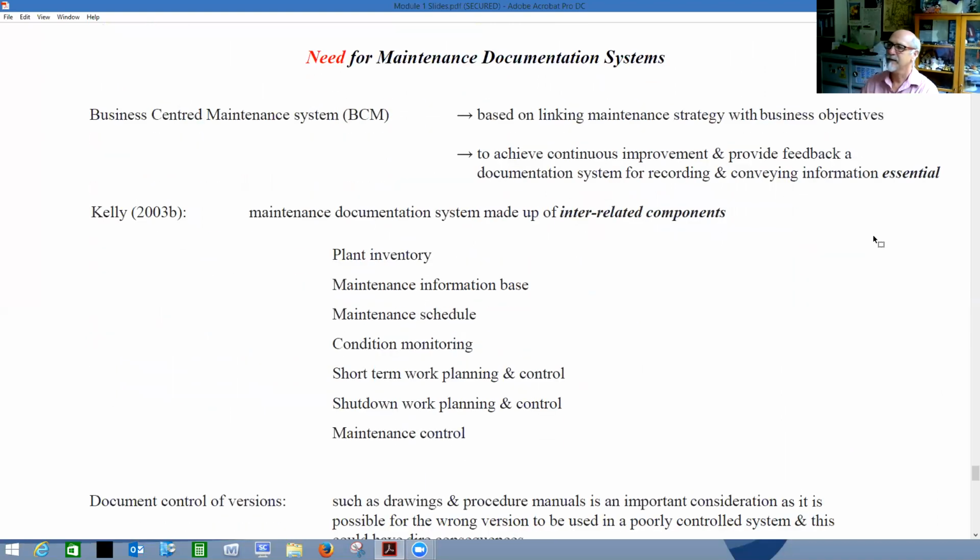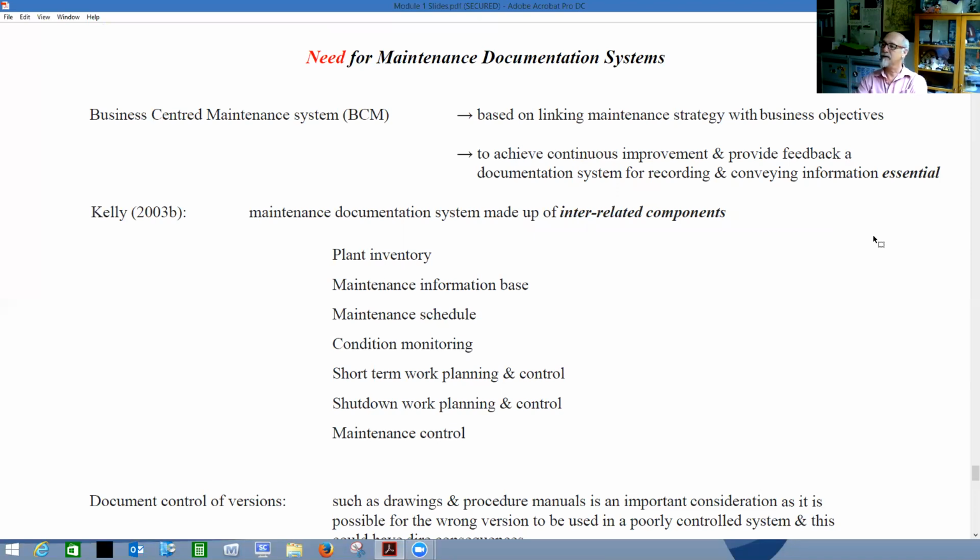Now, the need for maintenance document systems, well, in terms of business-centered maintenance, it's based on linking your maintenance strategy with your business objectives and making sure you're reaching it and doing it and documenting it so that you can prove that you've done it. Again, if you want to keep aligning your maintenance objectives with your business objectives, to achieve continuous improvement and to provide feedback, a documentation system for recording and conveying information obviously is essential. And again, as we say, when you go back to argue for your budget, you've got all this documentation to help you formulate your argument and demonstrate why you need 2 more staff, why you need a new haul truck, whatever the case may be, or why you need to do this shutdown, etc., etc.